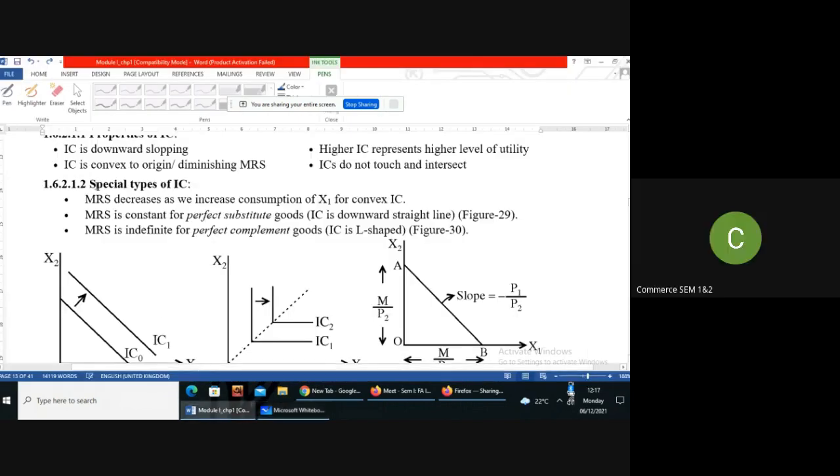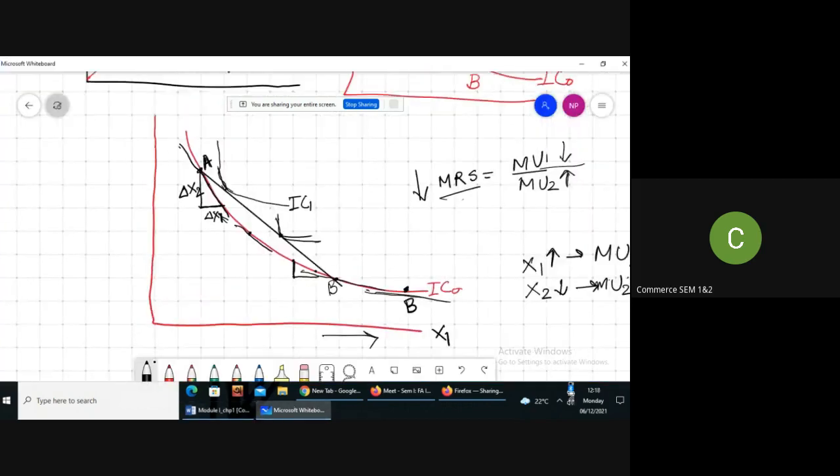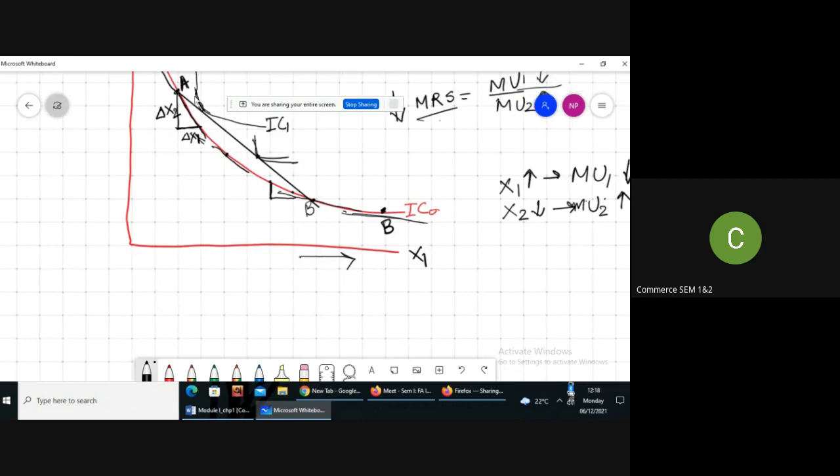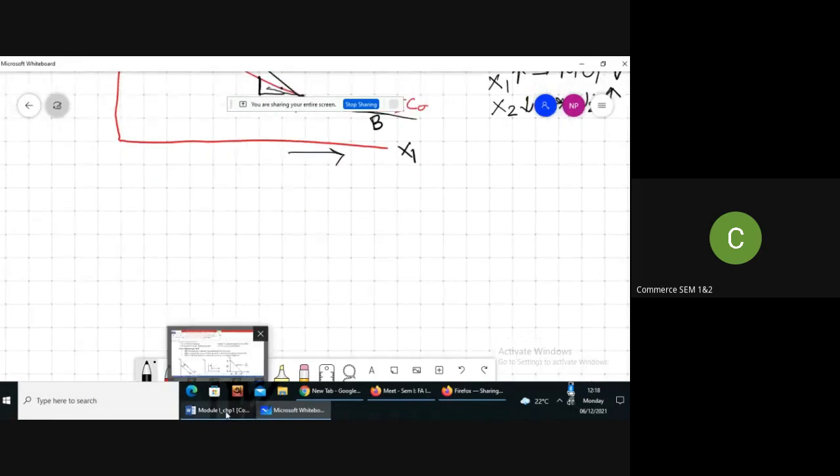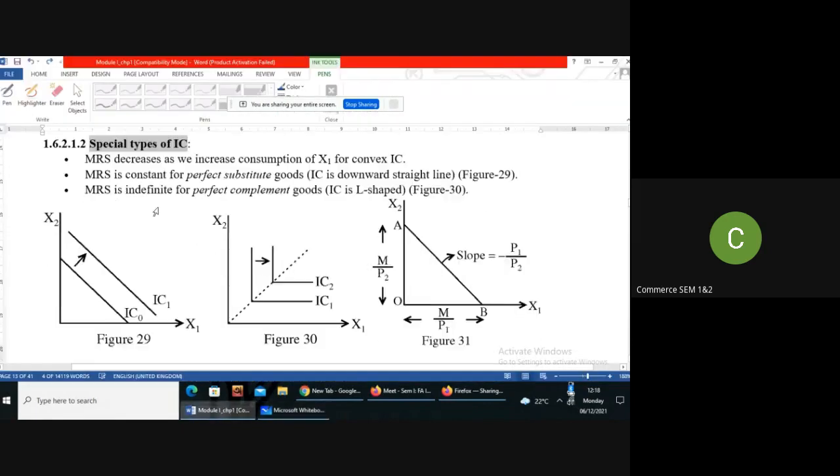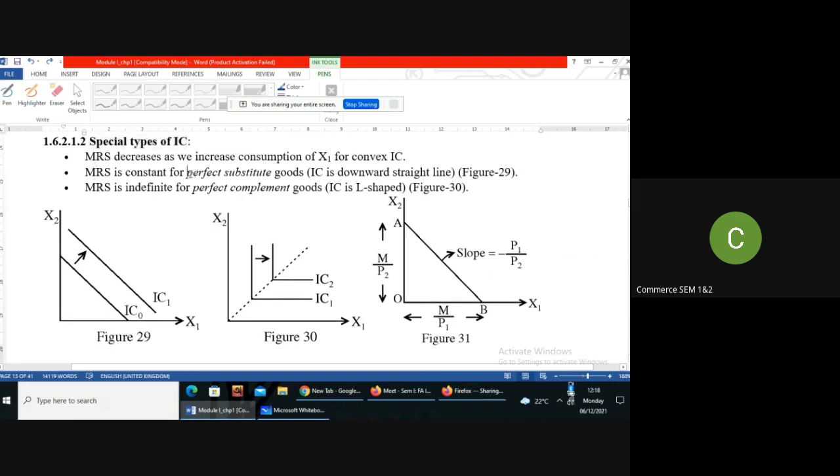Okay. Now there are special types of indifference curve. So what we have seen is that in case of normal convex shaped indifference curve, we have diminishing MRS. But there are some special types of indifference curves that exist. So one is for perfect substitute goods. In case of perfect substitute goods, ICs are downward sloping straight lines, like this straight line. Okay. So MRS is constant. Marginal rate of substitution is constant.